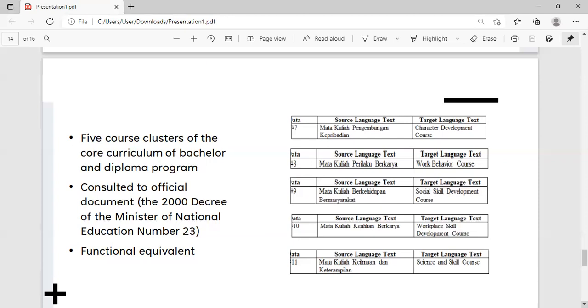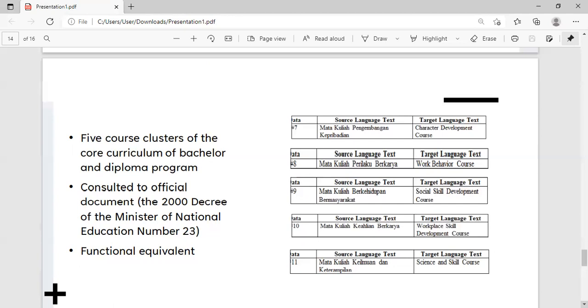So, mata kuliah pengembangan kepribadian is translated into character development course, which means a series of courses that function to develop students' character. And then mata kuliah perilaku berkarya was translated into work behavior course, which means a series of courses of which the aim is to improve students' behavior at work. Data 9, mata kuliah berkehidupan bermasyarakat, was translated into social skill development course, courses of which the function is to develop students' social skills.